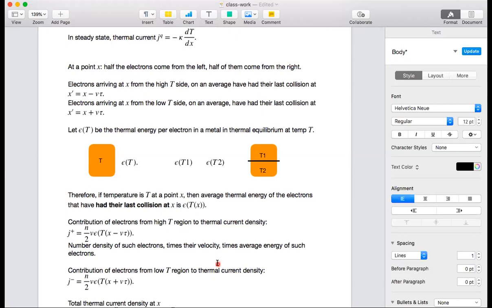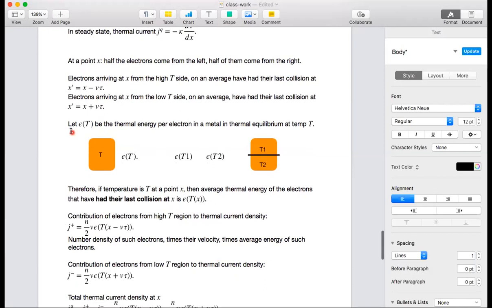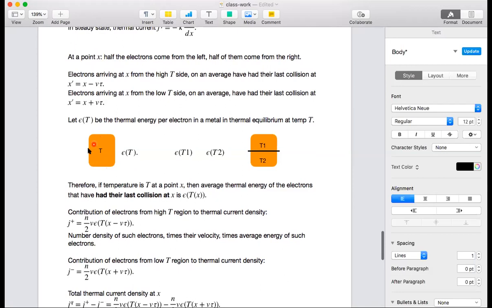But what is different? Something has to carry excess heat energy from one side to the other, and that is the next point. So if you look at this line here, let us assume that T is the temperature in some region, and electrons colliding with ions in that region, let epsilon(T) be the average thermal energy of those electrons. Now T, of course, here is x dependent. So what one is saying is that if the whole metal is at some temperature T, then average thermal energy everywhere would be epsilon(T).